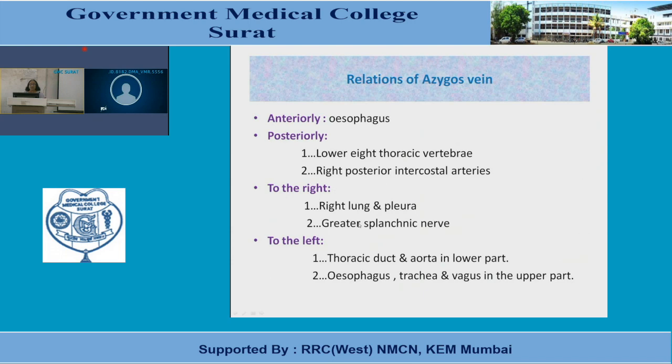Now, to the right side, what are the relations of the azygous vein? The right lung, as I told you. The azygous vein arches over the hilum of the root of the right lung, and the pleura and the greater splanchnic nerve. To the left side, the relations of the azygous vein are the thoracic duct and aorta in the lower part, and in the upper part, the esophagus, trachea and vagus.